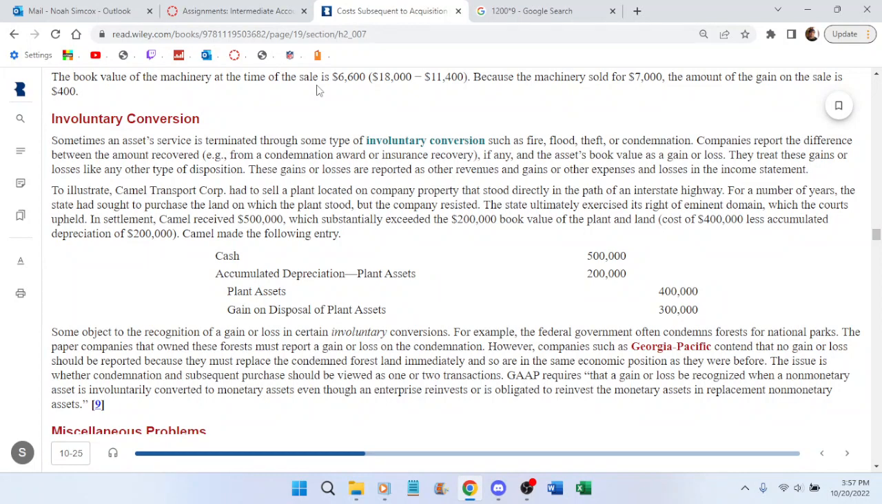How could there possibly be a gain over an involuntary conversion? I guess in this case it is a gain because they didn't want to sell it. That's literally the only reason it's called an involuntary conversion. It's because they didn't want to sell it, but they had to.